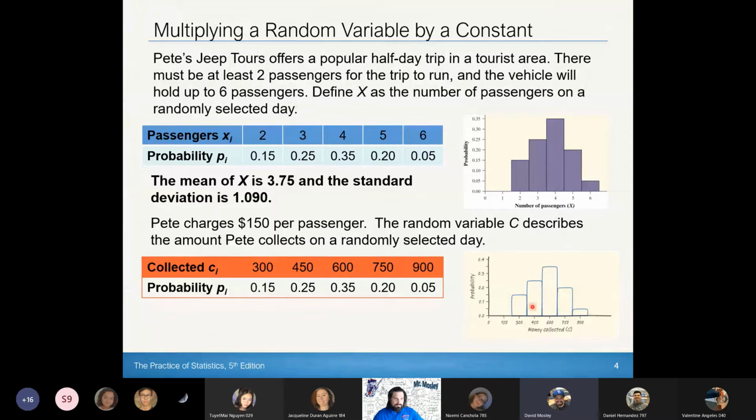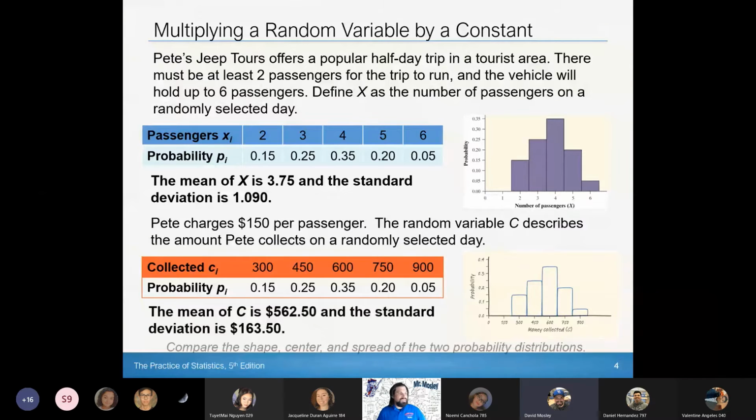Right. It's the same, nothing has changed with the shape. The mean of C is 562.50, and the standard deviation is 163.50. We've already compared the shape, center, and spread. Well, based on what we already learned from distributions of data, when we multiply by a constant, we multiply the mean and the standard deviation. They both get that multiplier.